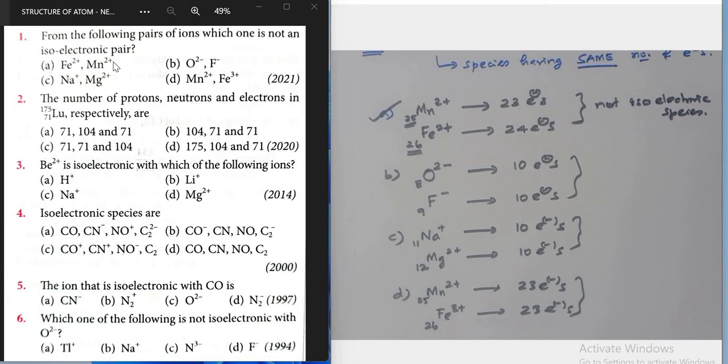Isoelectronic species means species having the same number of electrons. Is this clear?